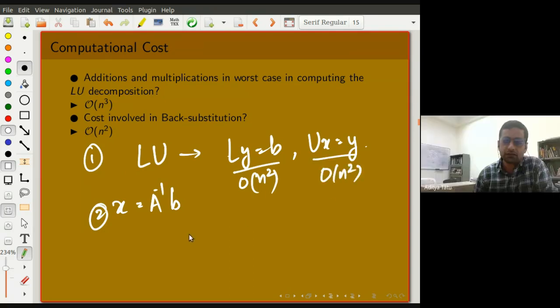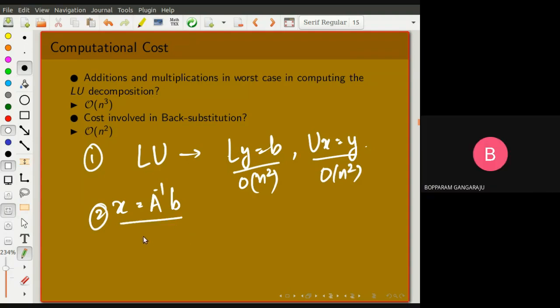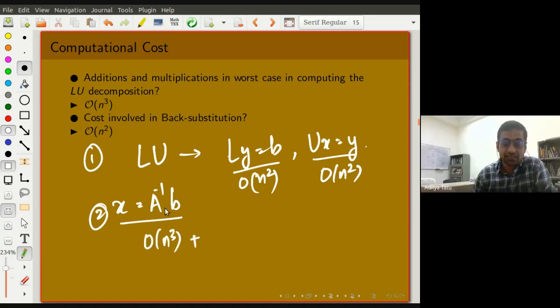Okay. How about this? Inverse needs order of n cube. And matrix multiplication is order of n cube. This is n cube. Why?